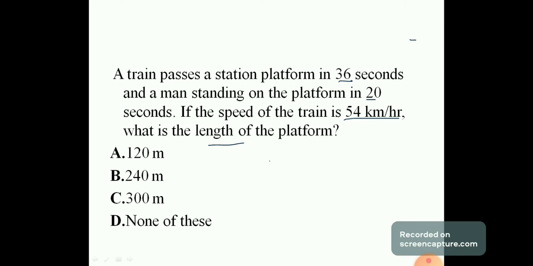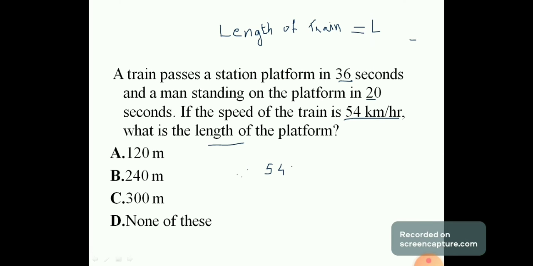So both we have to use, and again we can see that time is given in seconds and speed in kilometer per hour. So obviously we have to convert the speed in meter per seconds. And a train length is also not given. So we can do one thing, we can take the length of train as L, and first we have to find out the length of train, then only we can find out the length of platform, right?